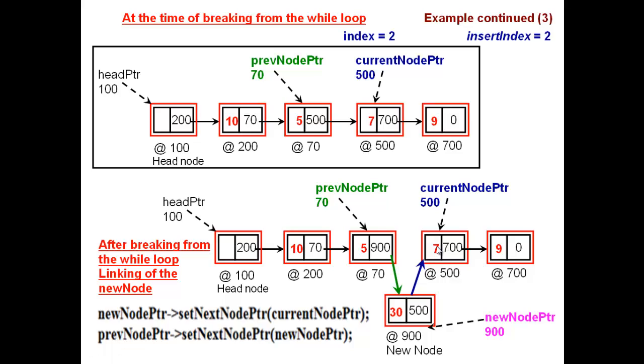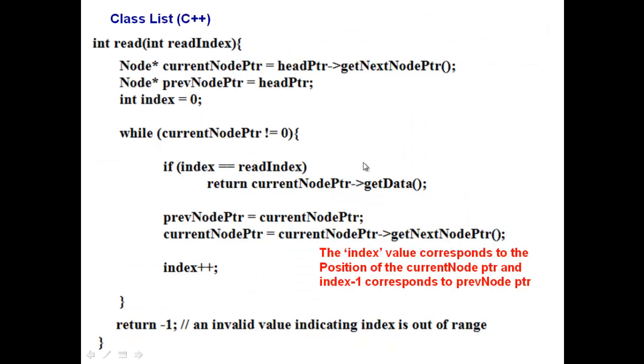What is the value at index 3? And that is 7, and that's what this function is going to return. Return current node pointer arrow get data, which returns the data at that current node.